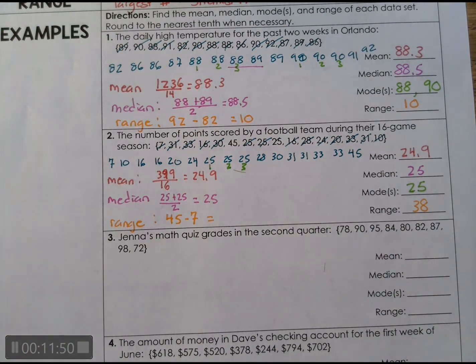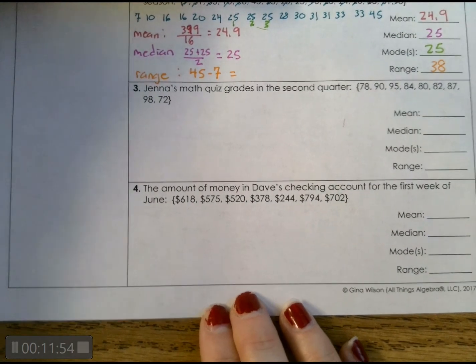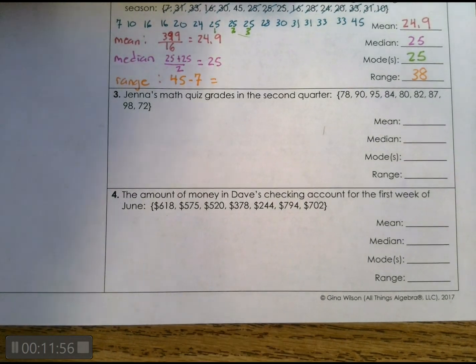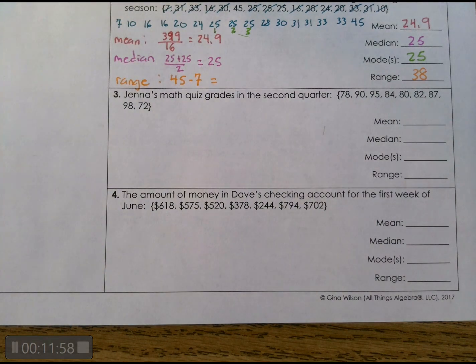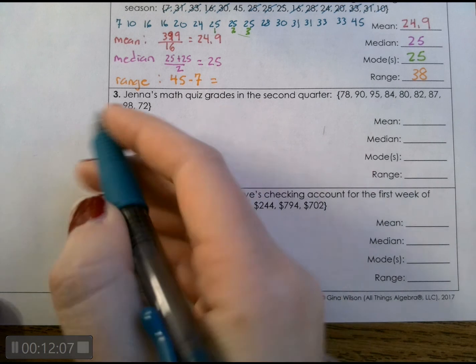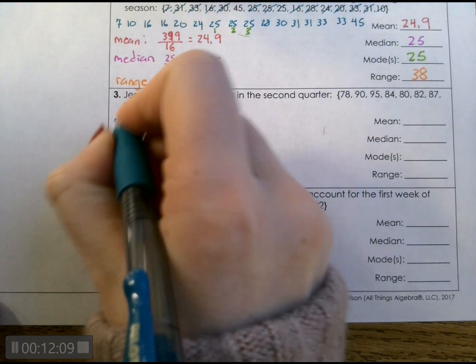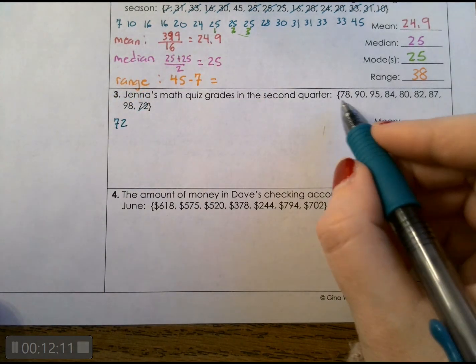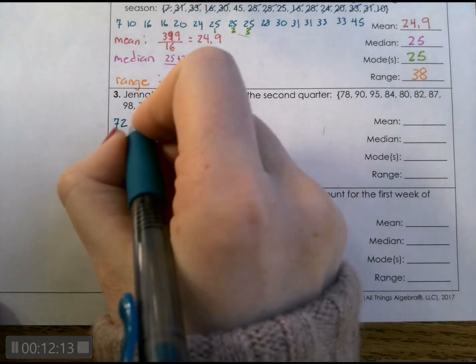Alrighty. Next one. Jenna's math quiz grades in the second quarter are as follows. Well, if she's in algebra, that's not bad. Alright, so we're going to put them in order from smallest to greatest. So her lowest quiz grade was a 72. Not bad. And then 78.